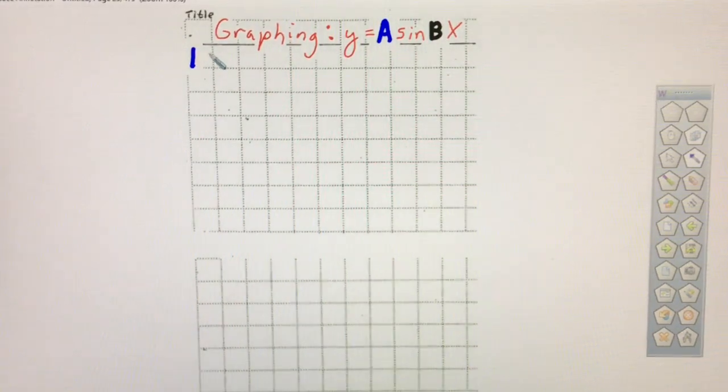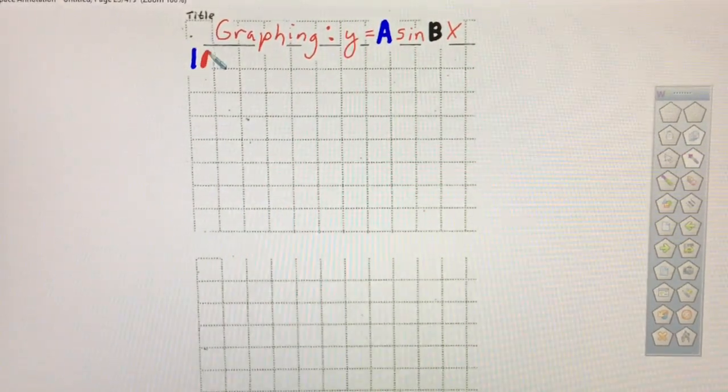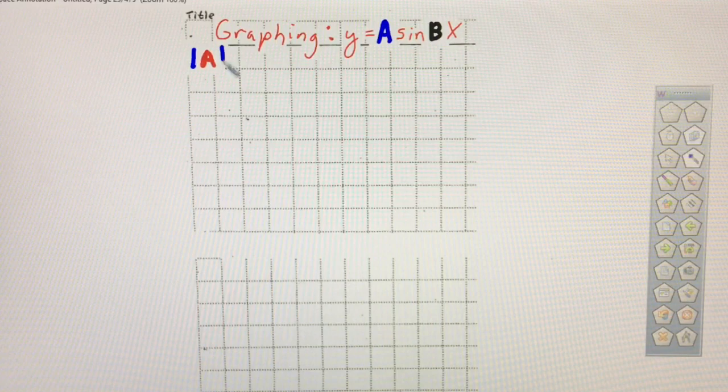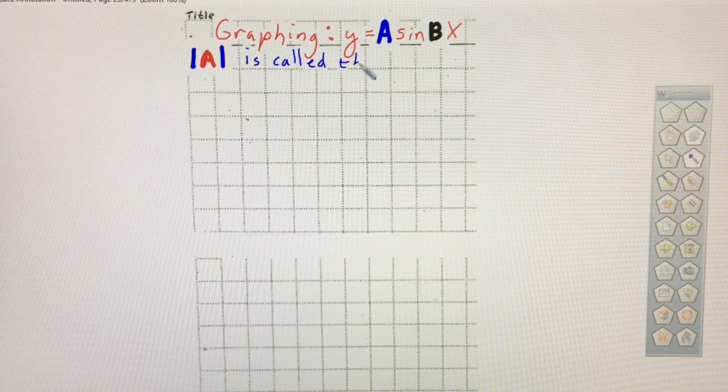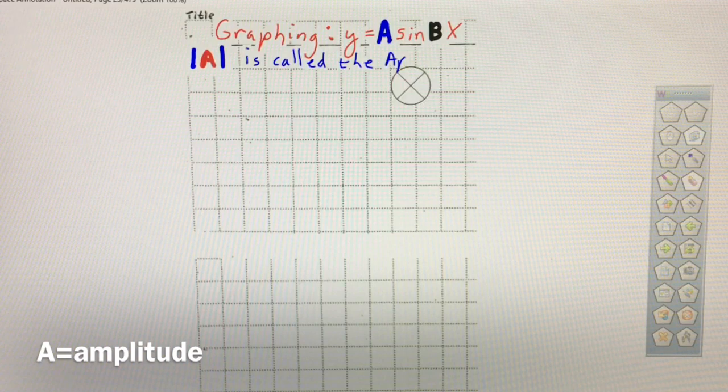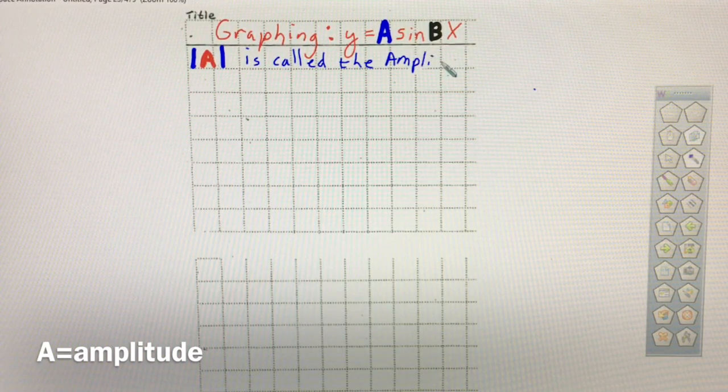A represents the number in front of the trig function, so the absolute value of A is what we call the amplitude. And it doesn't matter if it's positive or negative because it's absolute value. So if that was a -3 in front of the sine, we would just say 3 is the amplitude.